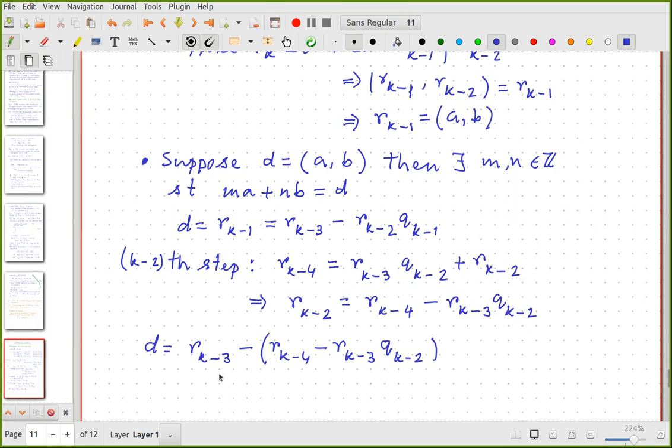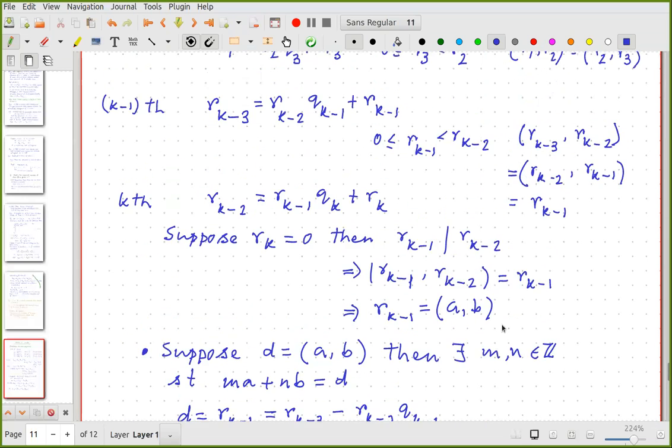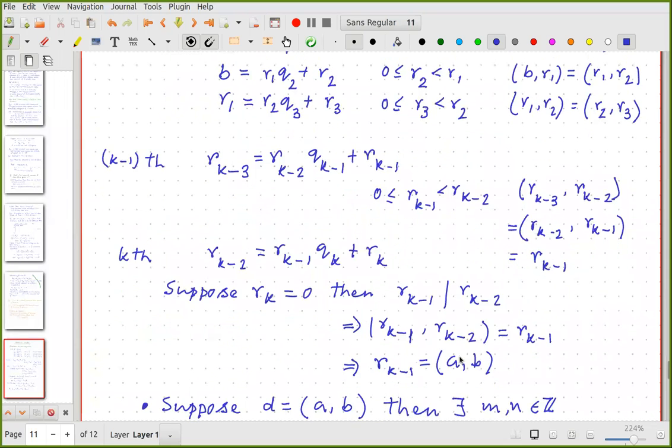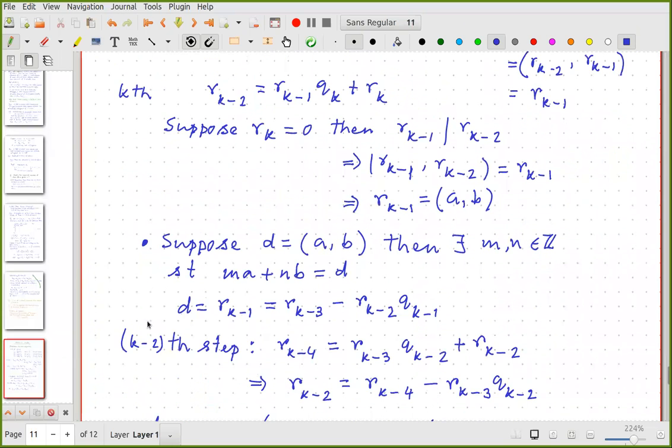Now we note that we started with an expression which involved R_{k-2} and also R_{k-3}. But now R_{k-2} is gone. It is replaced by some expression which involves R_{k-3} and R_{k-4}. So what we are doing is just going up the ladder, up the steps. We simply came down the steps to get the GCD, and now we are retracing our steps to A and B. You can keep doing that till you reach A and B. So that's the idea to get this D.